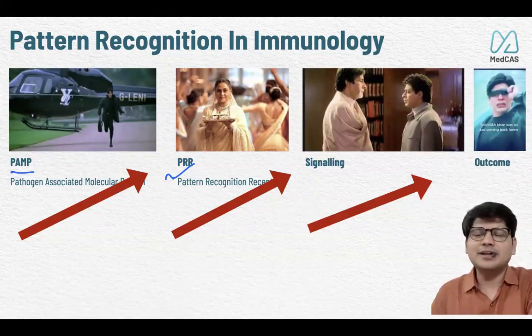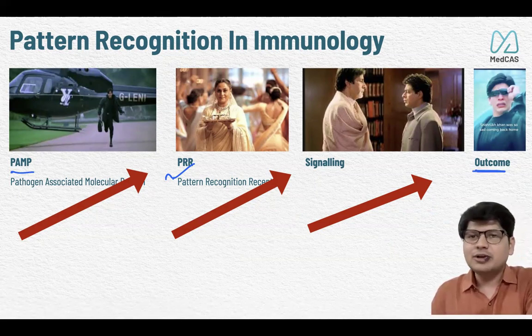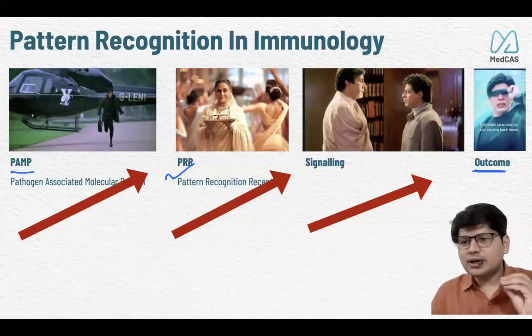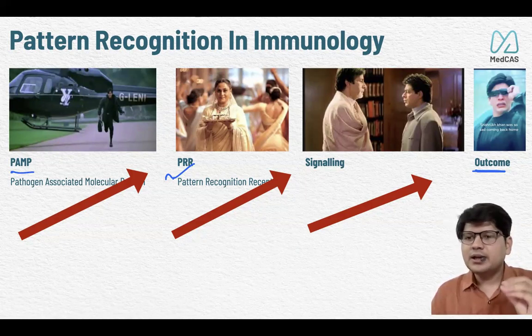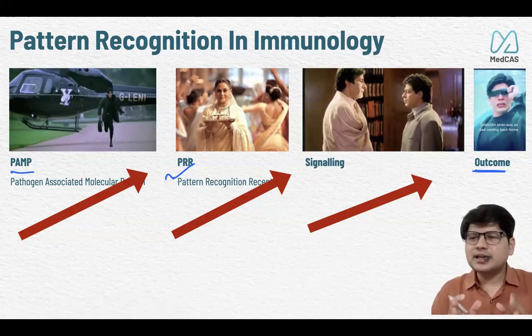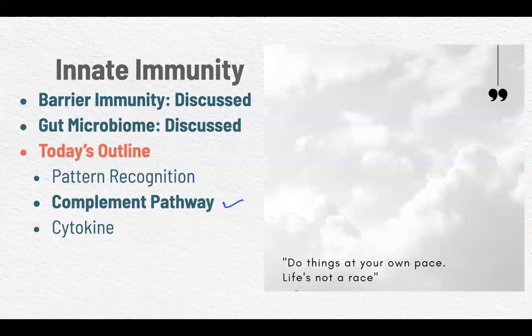And then the ultimate outcome. This is what we learned in the last 10 to 15 minutes: when pattern recognition happens, this is the ultimate outcome we achieve by taking care of the attacking bacteria or virus. This is the first and very important concept to understand. Where the barrier immunity fails, this is the part which comes into the picture and plays a very important role. I hope up to this it is clear. And we go to our next part, the complement pathway.